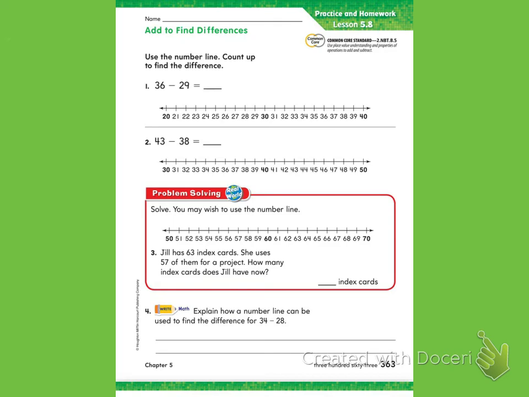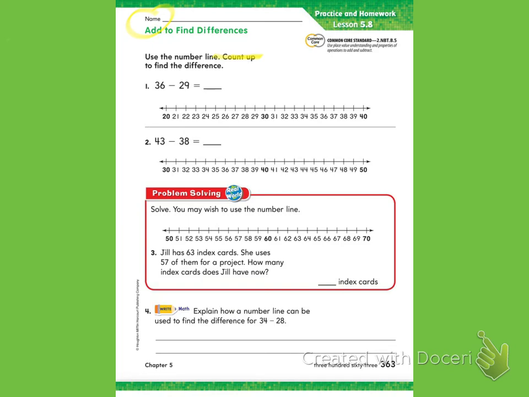All right, boys and girls. So I'm just going to help you get started here. First of all, you got your name on your paper. And you've got a number line and we're counting up. So that's going to be important in the directions. We're going to count up to find the difference.